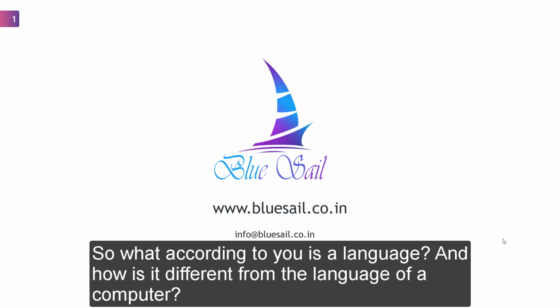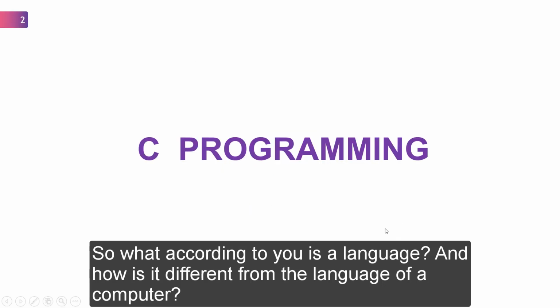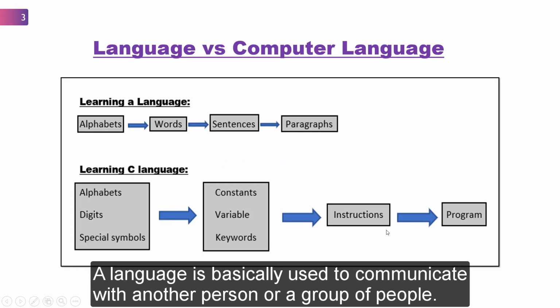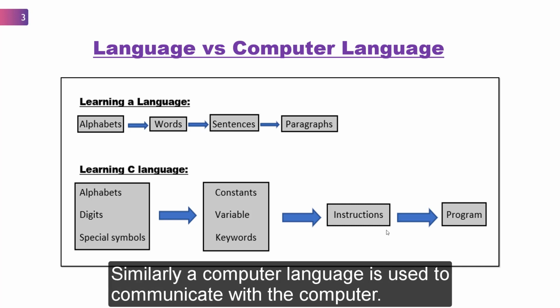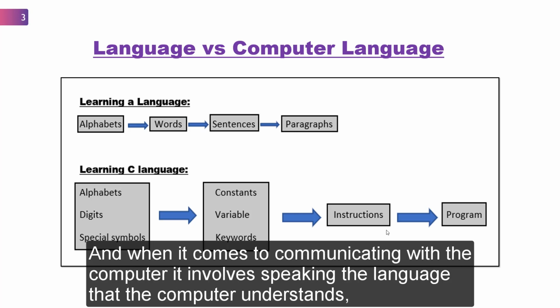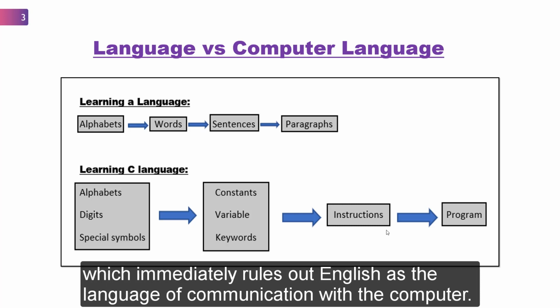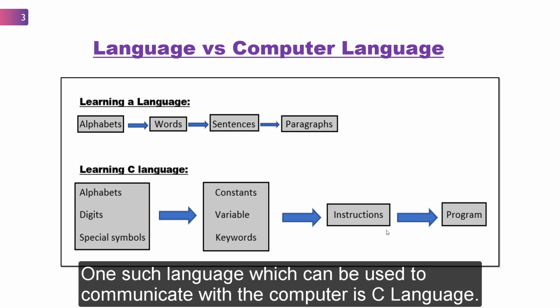So what according to you is a language, and how is it different from the language of a computer? A language is basically used to communicate with another person or a group of people. Using a language, we get to understand others and also put forward our thoughts. Similarly, a computer language is used to communicate with the computer, and when it comes to communicating with the computer, it involves speaking the language that the computer understands, which immediately rules out English as the language of communication with the computer. One such language which can be used to communicate with the computer is C language.